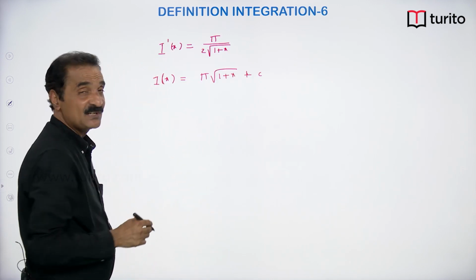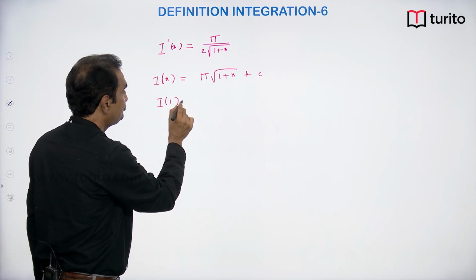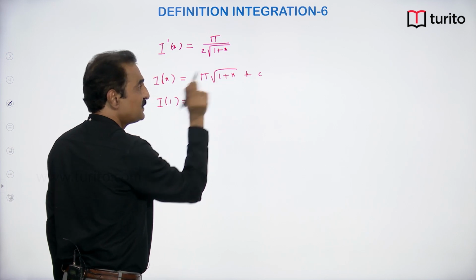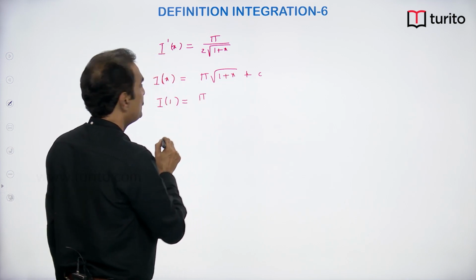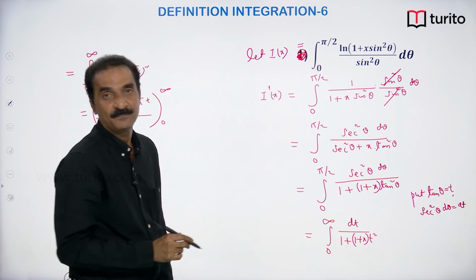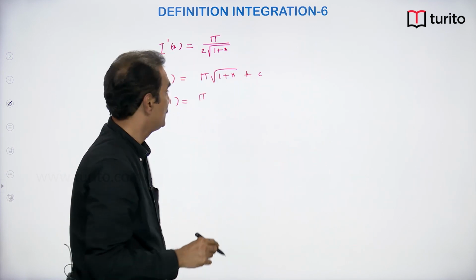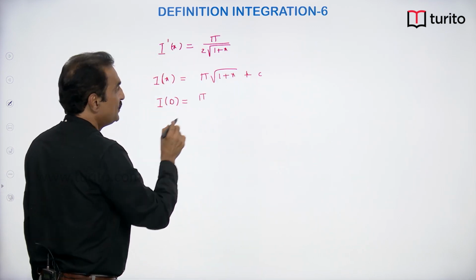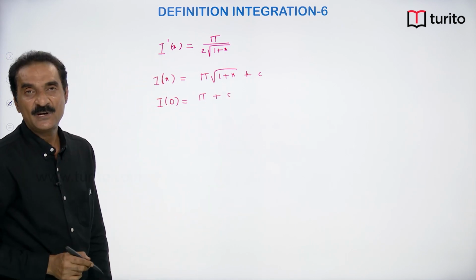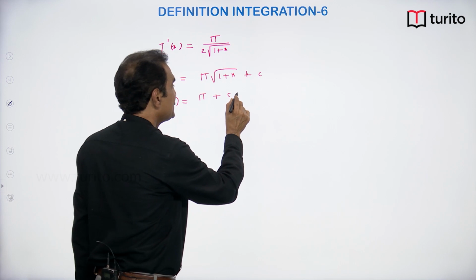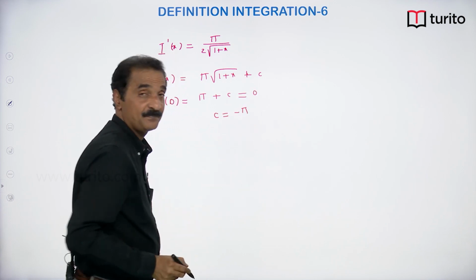So I will put x is equal to 1 on both sides. I of 1 is equal to, this becomes pi root, not x 1, we have to substitute x is equal to 0. If you substitute x is equal to 0, you will get log 1, which is 0. So take x is equal to 0, then this becomes pi plus c. I of 0 is 0, so pi plus c is equal to 0, c is equal to minus pi.